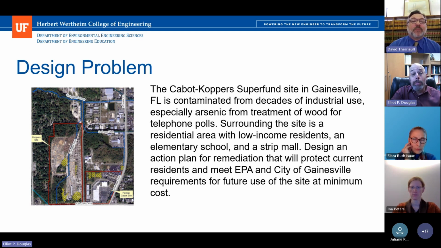Gainesville is the city we are in. Yes, this is actually a real place. Yes, this is a real design problem, and also often in the news.